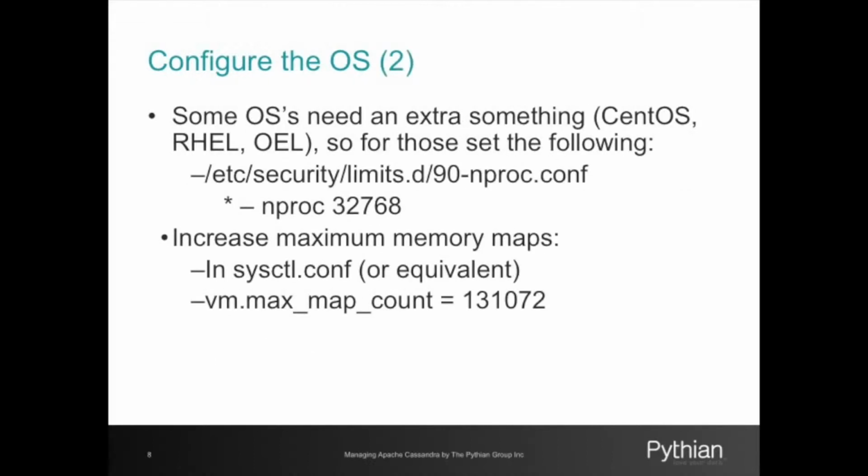Some operating systems need something extra, especially CentOS and Red Hat, even Oracle Linux. They have another file for security reasons called 90-nproc.conf, and it's normally stored in this directory. You need to go to that file and increase the number of processes. Otherwise, even if you have the Cassandra user, it can still be blocked by the number of processes. And another thing is you can increase, and you should increase, the memory maps in sysctl.conf or the equivalent on your distribution, and set this setting to this value.